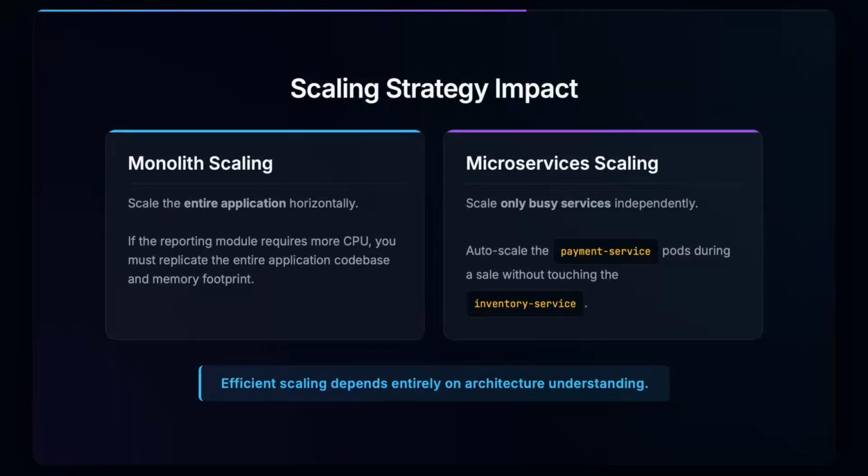Next comes your scaling strategy impact. So monolith scaling means you have to scale one entire application horizontally. We have seen this, that our app was horizontally scaled and it was behind a load balancer, right?